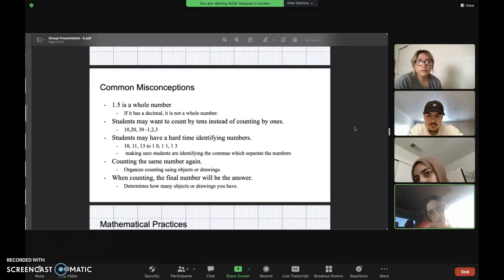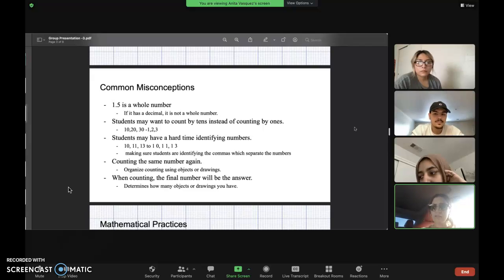Counting the same number again. So some students might have trouble counting the same number again. For example, if they see 10, they might be saying 1 because they see the 1 in the front, instead of saying the whole number 10. Or if they see 11 or maybe 13, instead of saying 13, they might say 3, the last number.